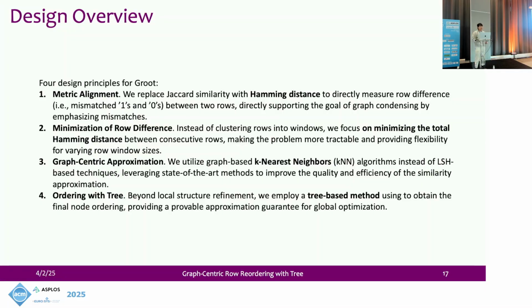First one is to align the matrices. Here we use the Hamming distance instead of the Jaccard similarity to measure the difference between rows. Secondly, our goal is to minimize the row difference instead of clustering the rows into groups. Also, we use a graph-centric approximation algorithm to approach the optimal solution with a theory bound. And then lastly, we use a tree to decide the final ordering ID for each node, or for each row.